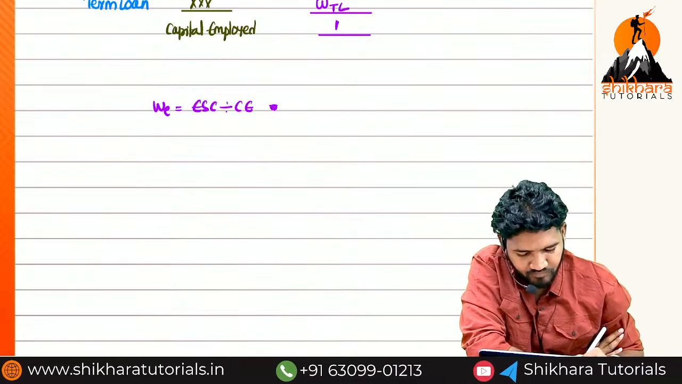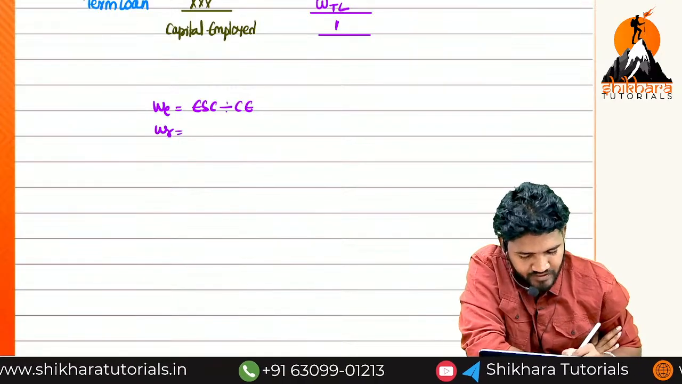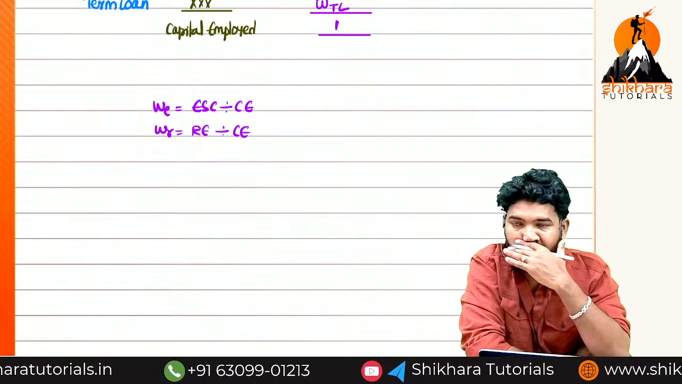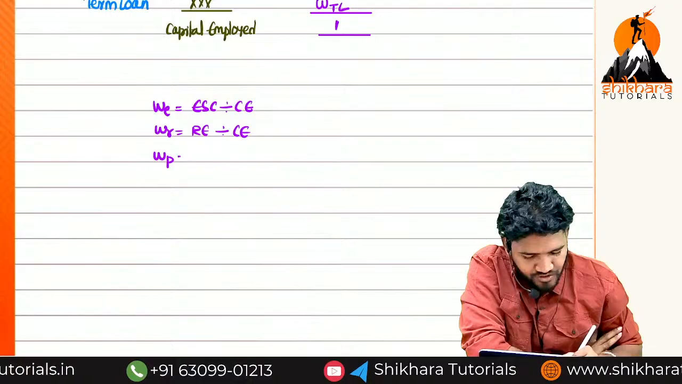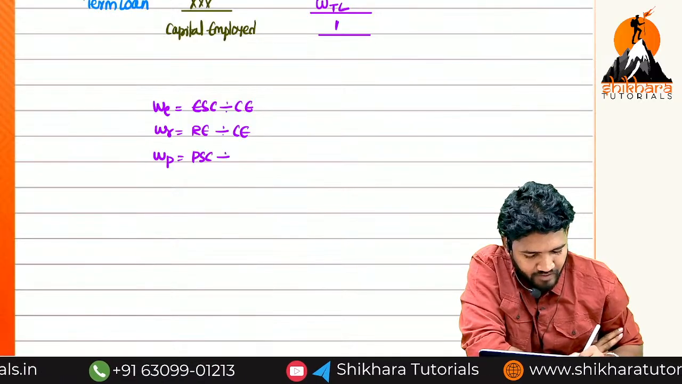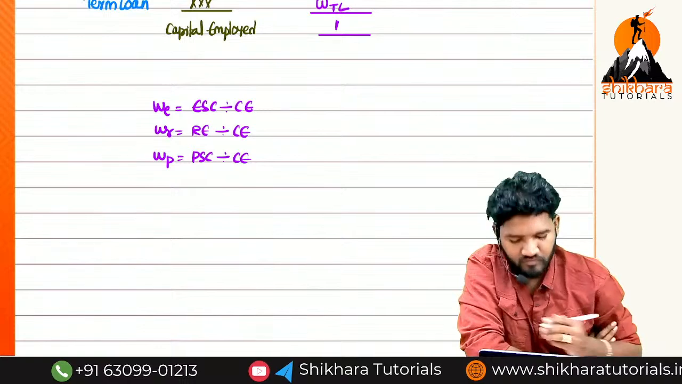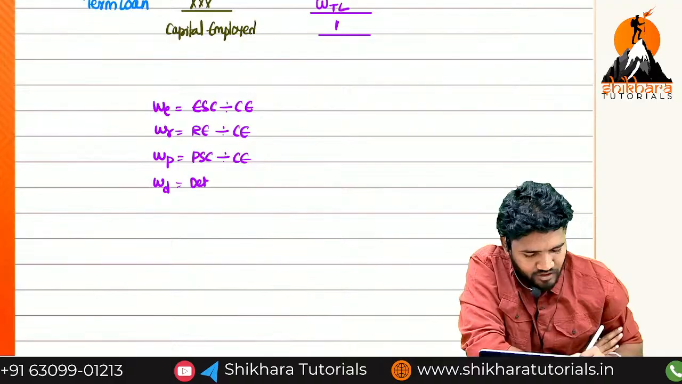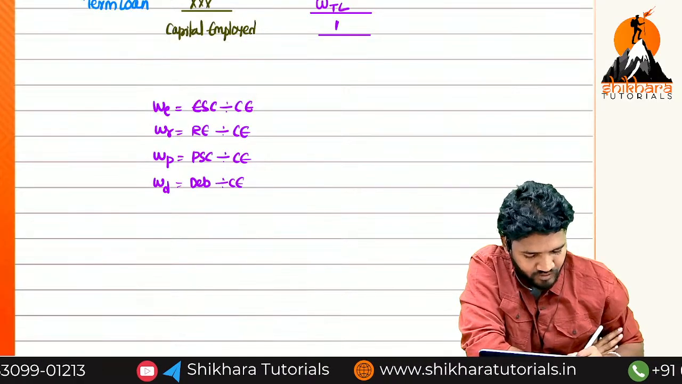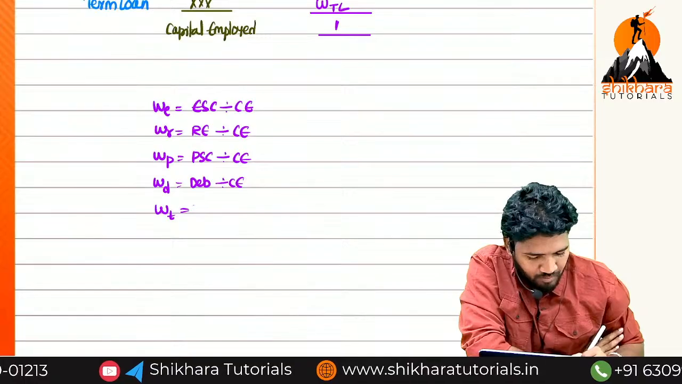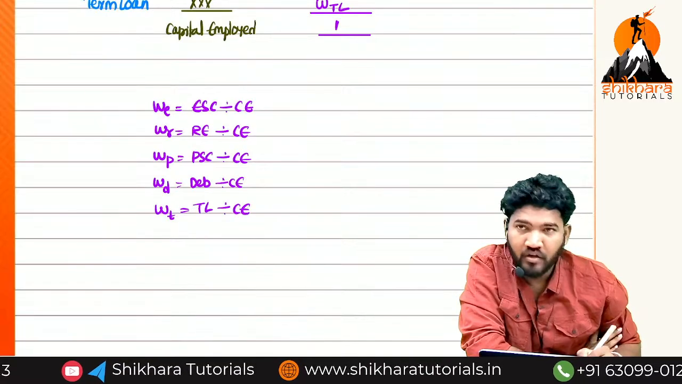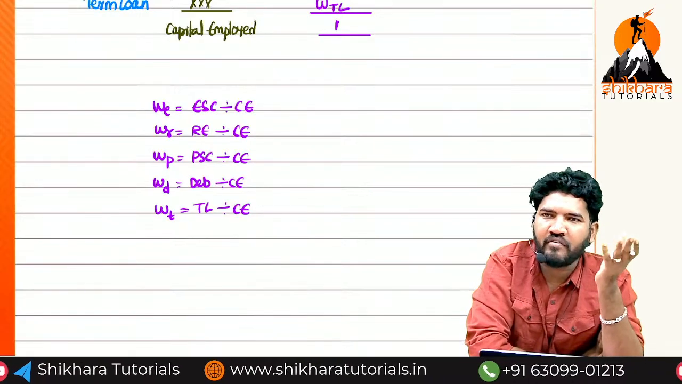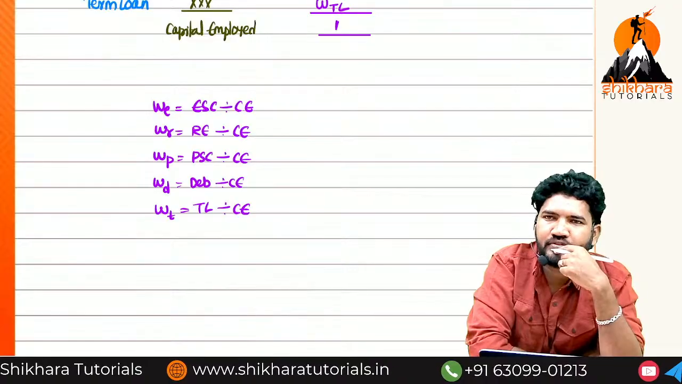Okay, then fine. Weight of retained earnings is retained earnings amount divided by capital employed. Next, weight of preference is preference share capital amount divided by capital employed. Next, weight of debentures is debenture value divided by capital employed. Weight of term loan is amount of term loan divided by capital employed. Now, every amount is 20 crore rupees only, na? For everyone, the value is 0.2. All are 0.2s.